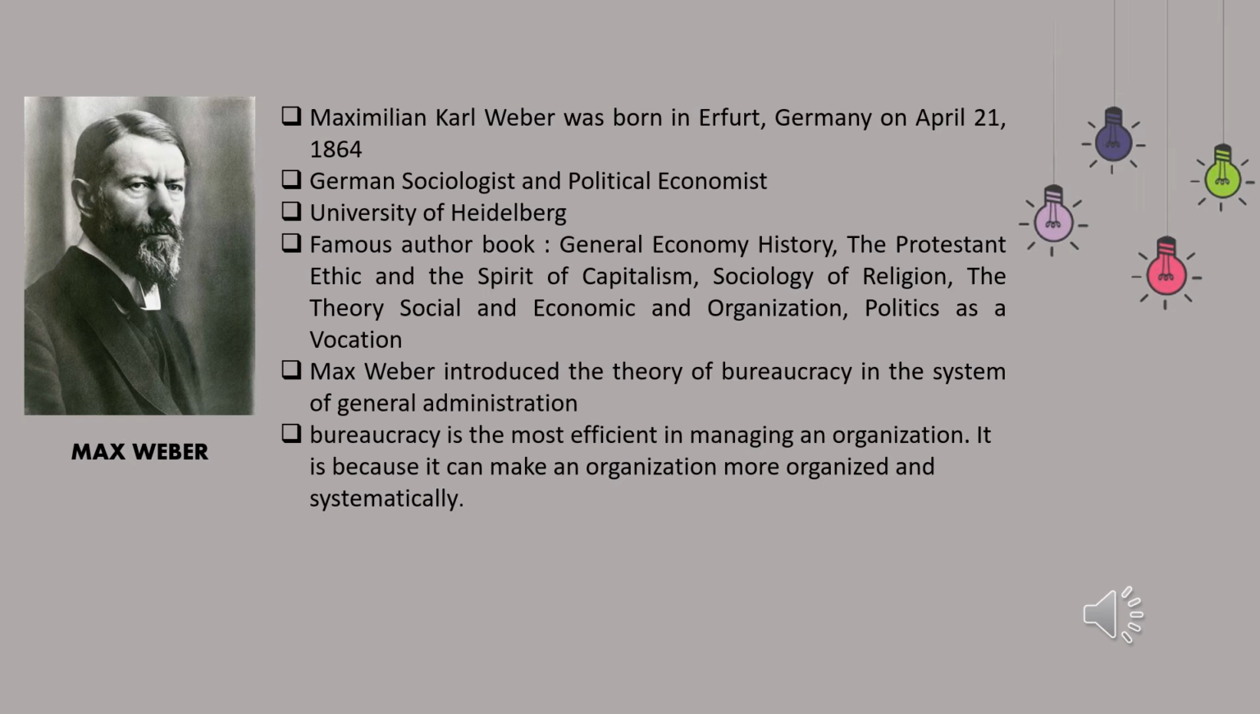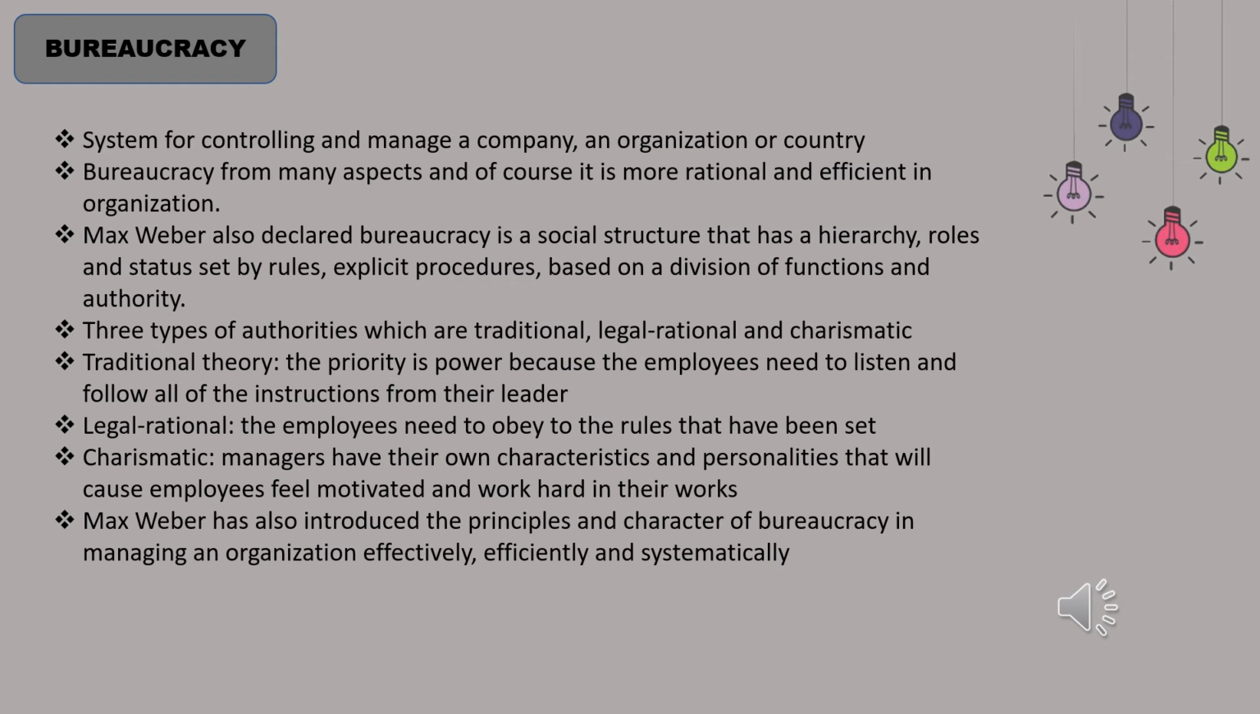Max Weber introduced the theory of bureaucracy in the system of general administration, and according to Max Weber, bureaucracy is the most efficient way of managing an organization. It is because it can make an organization more organized and systematic. We can define bureaucracy as a system for controlling and managing a company, an organization, or a country. According to Max Weber, he looked at the concept of bureaucracy from many aspects, and of course it is more rational and efficient in an organization.